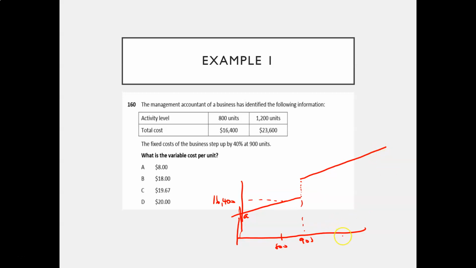And then it now tells me that at 1,200 units, I have costs of 23,600. Yes. So where was I? The point here is they're asking what the variable cost is.